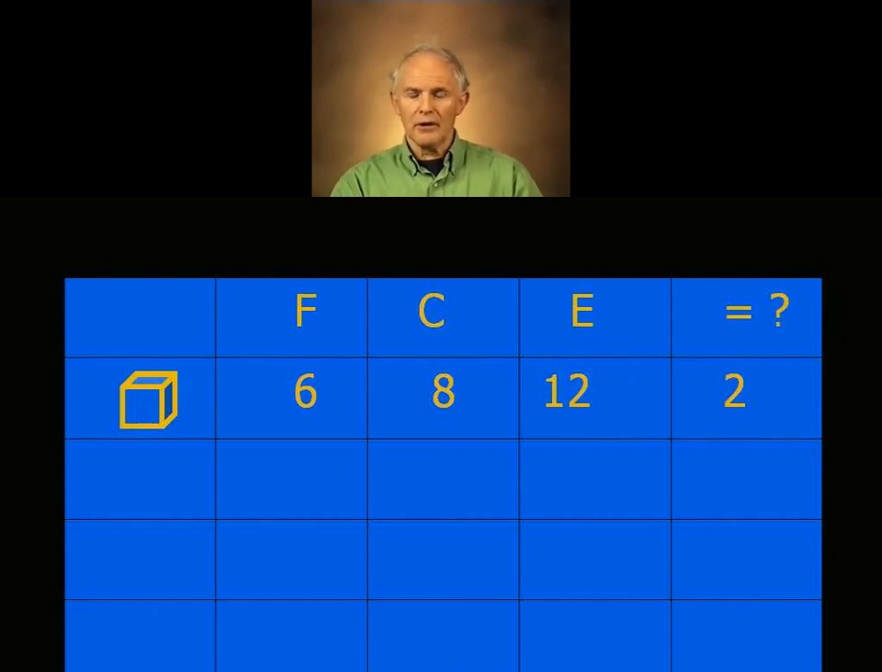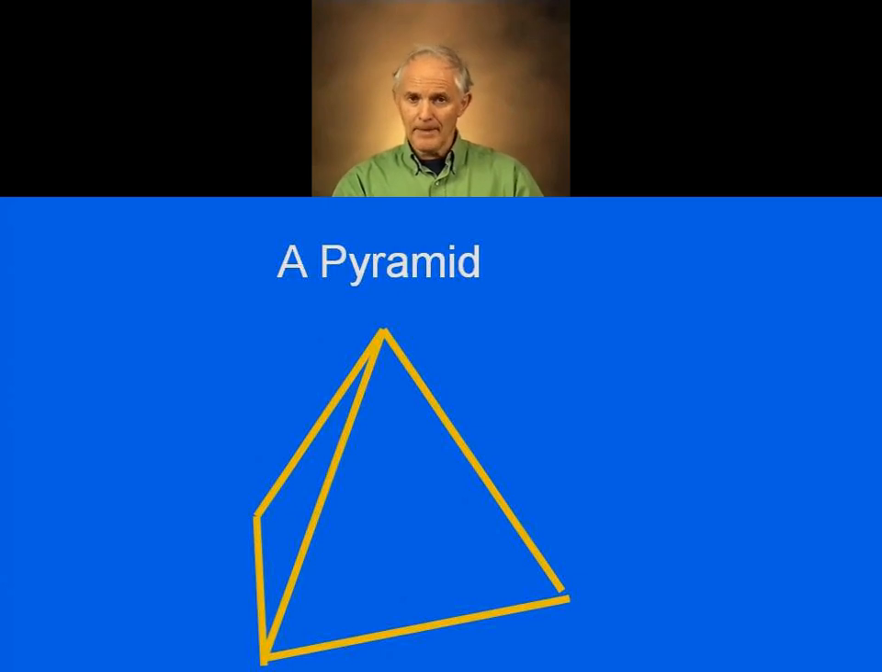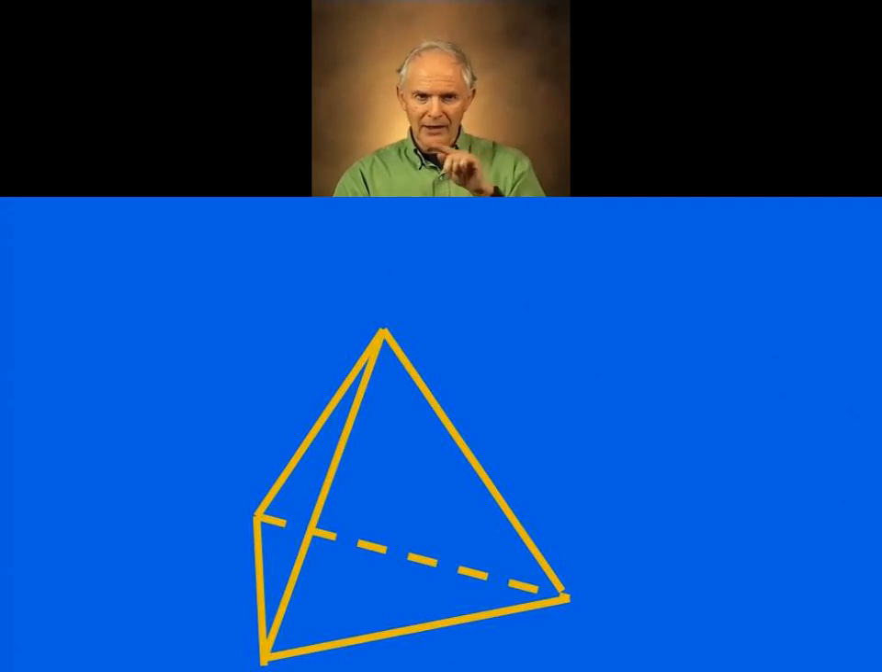Now we're going to take another object. It's a pyramid. Now it's not quite like the pyramids in Egypt, because the pyramids in Egypt have a square base. This pyramid has a triangular base. And you can imagine it. I've drawn that dashed line so that you can imagine what's around the back. You have to think about it.